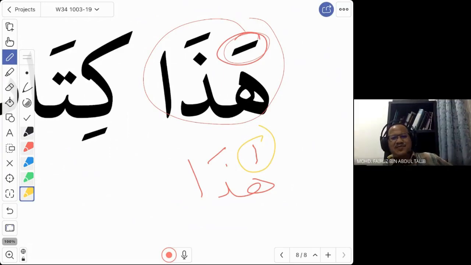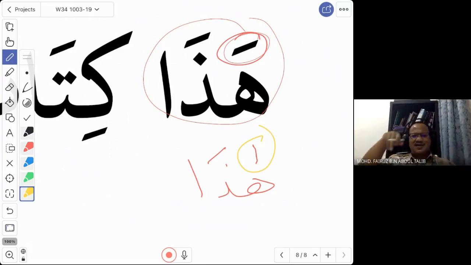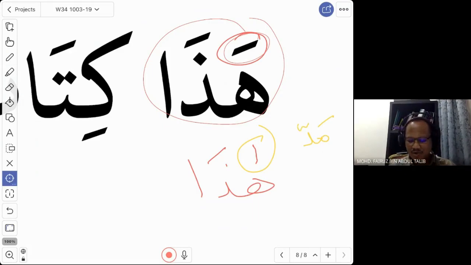What does it mean when you have that shape? Long. Long, yes, correct, Khairul. This is what we call the mad, the long sound. So that is why what we read just now, we read this as "haza", because this is the actual symbol that you should put. We should write "haza".